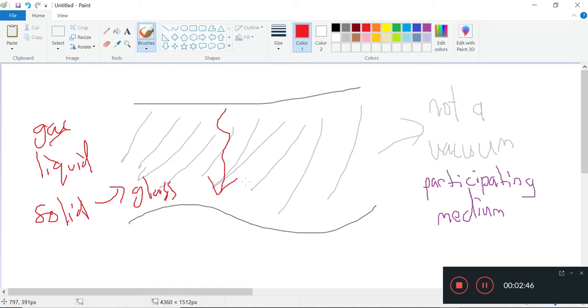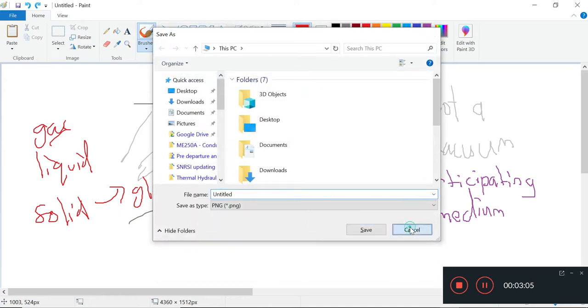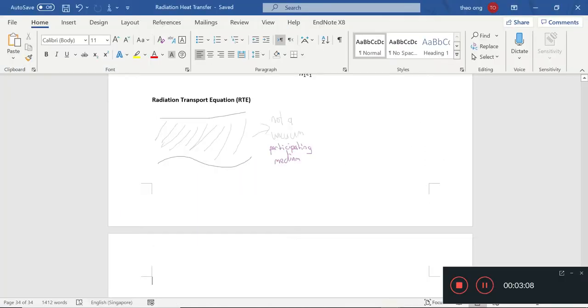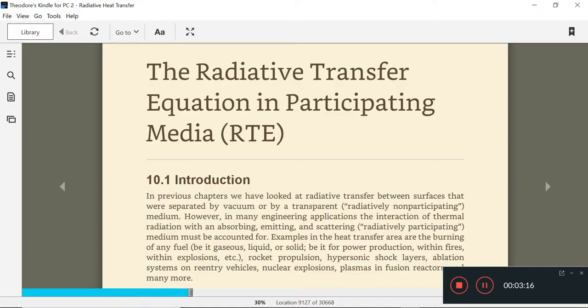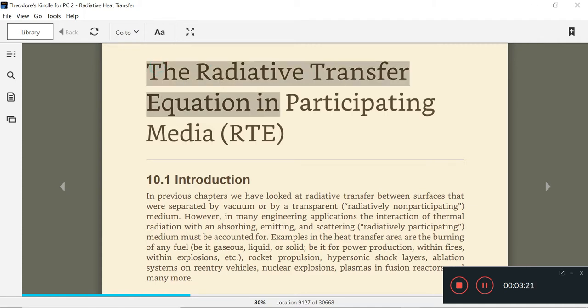However, sometimes when radiation passes through, it gets absorbed, or sometimes it gets partially reflected as it goes through the medium, and all sorts of funny things happen. So that kind of messes up our equations a lot. So how do we deal with participating media? This is where we start looking at the radiative transfer equation, or radiative transport equation.